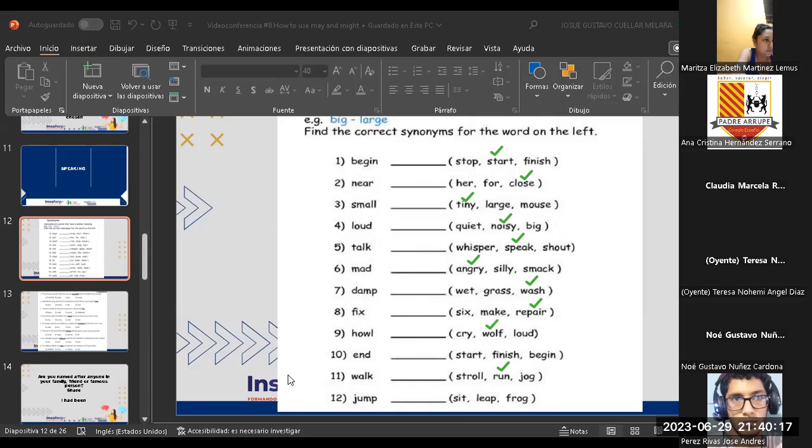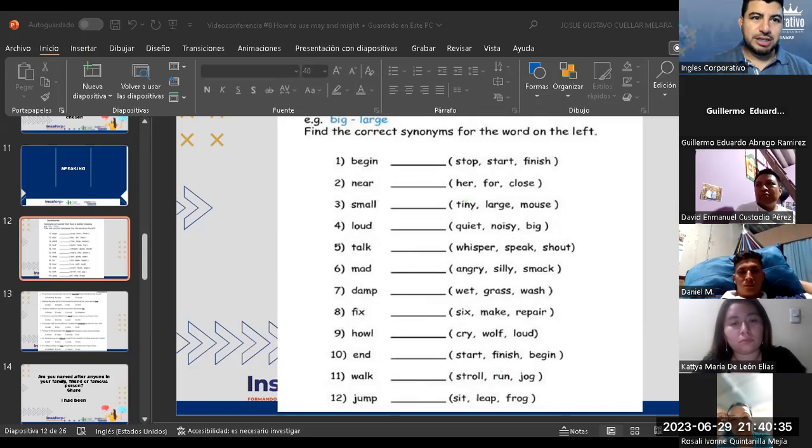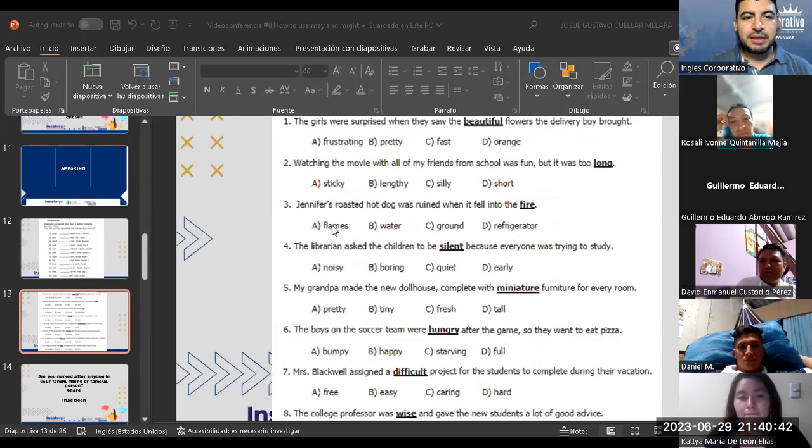Susie, 10 or 12? 12. Jump and leap. Thank you. And Rivas, number 10, what do you think? And finish. Yeah, that's it. If you notice, there are some synonyms that are very logical, but there are some others that are kind of difficult. Okay, let's complete this.